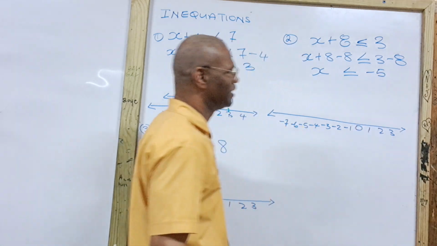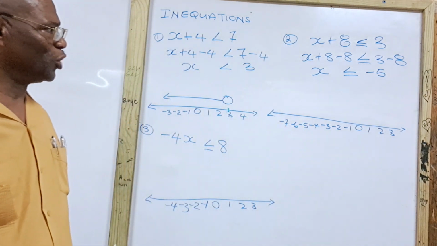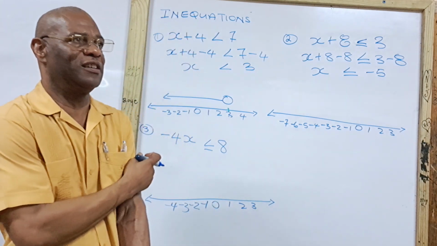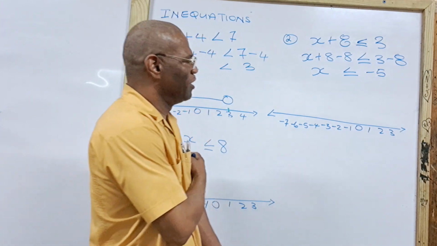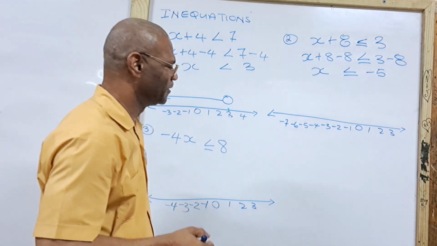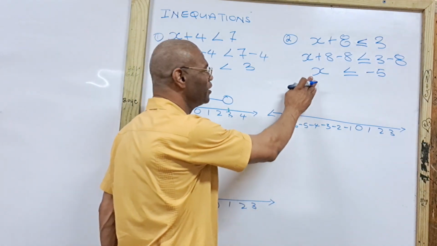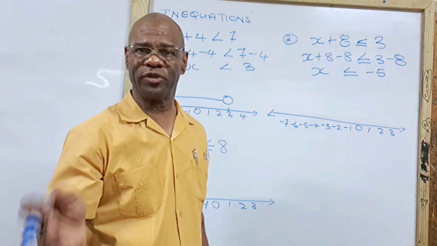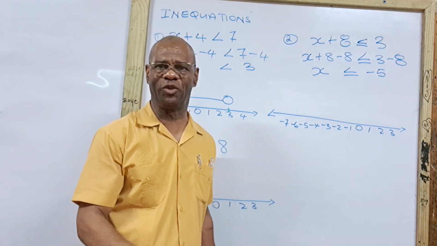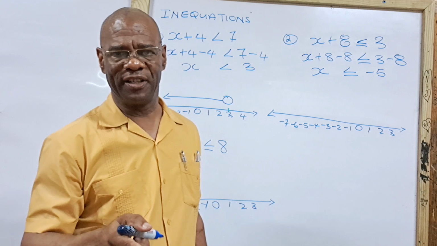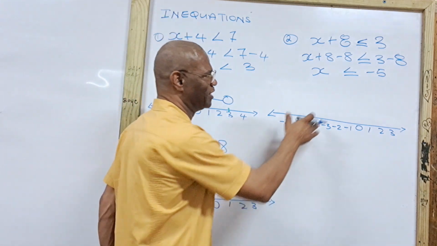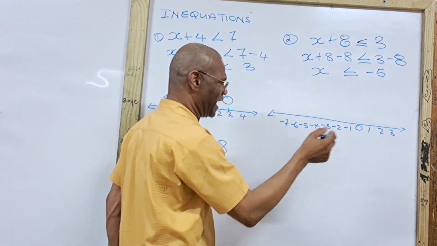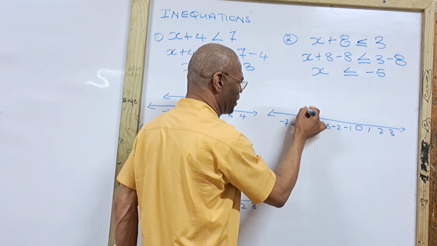When the signs are different, we subtract and keep the sign of the larger number. So 3 minus 8 is negative 5. This is then saying the solution set is all those numbers that are less than or equal to negative 5. All the numbers less than or equal to negative 5 would make this true. So let's identify negative 5. It's right here.